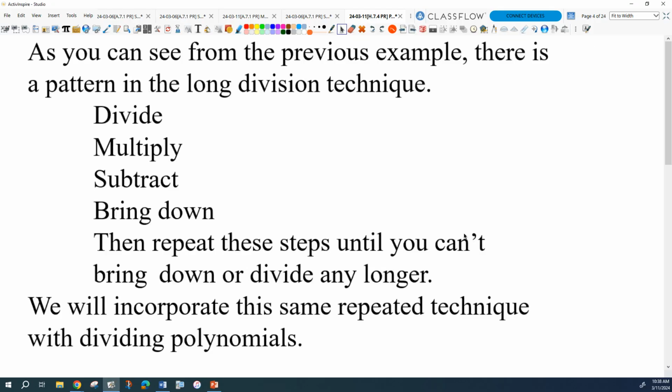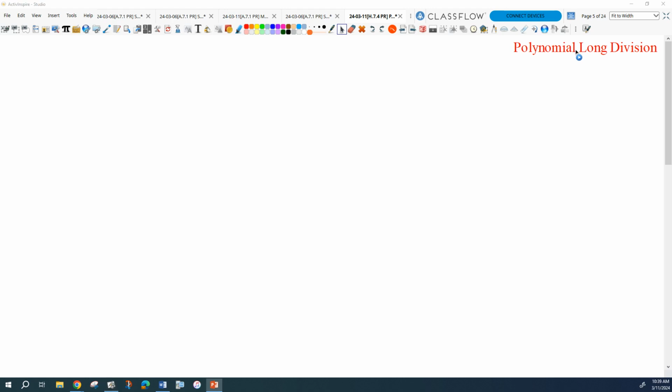Now let's take this process and apply it with polynomials, because it's going to be exactly the same thing. In the previous example, what did we do? Our division technique is divide, multiply, subtract, bring down, repeat, over and over again until finally we couldn't do it anymore, and then we just had a remainder, which we created a fraction out of. Okay, let's do the same thing with polynomials.